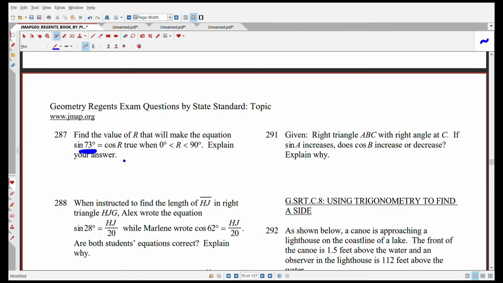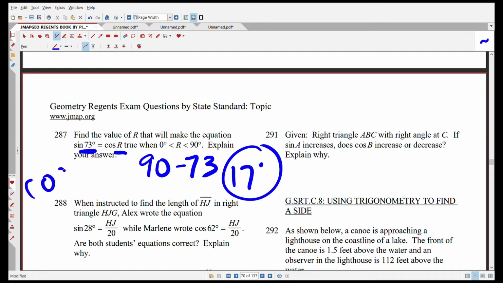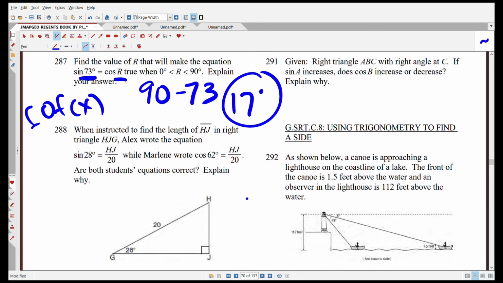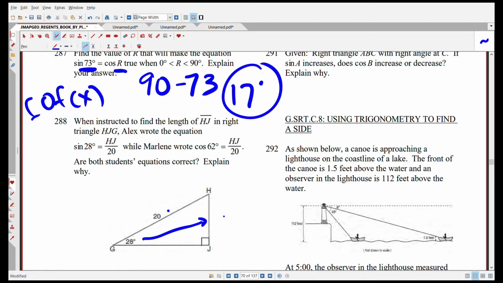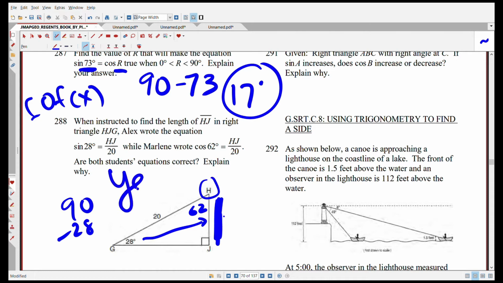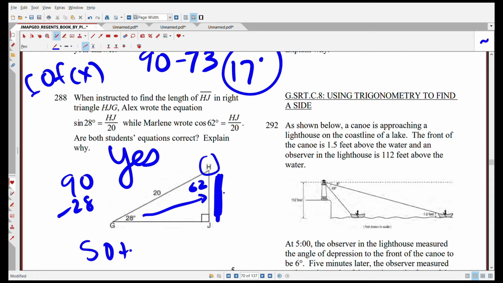Here they asked for the angle. They gave you the sine of 73 equals the cos of what angle? Well, I would just do 90 minus 73 and you get 17 degrees. Why? Because we know that they're cofunctions, and cofunctions have the same value when the angles add up to 90. Now, the sine of 28 is hj over 20. That's true. Well, 90 minus 28 is 62, so 62 is the missing angle here. The cos of 62 is hj over 20. That is true. Are both correct? Yes. And you could even talk about how sine is opposite over hypotenuse, cosine is adjacent over hypotenuse, and then you show that that's the complementary angle.